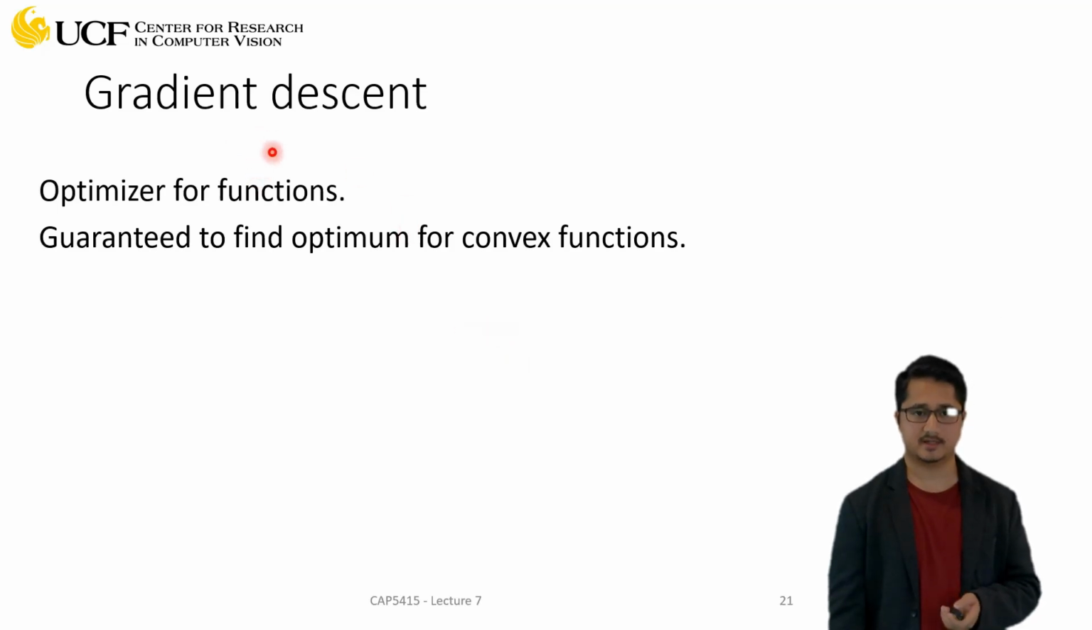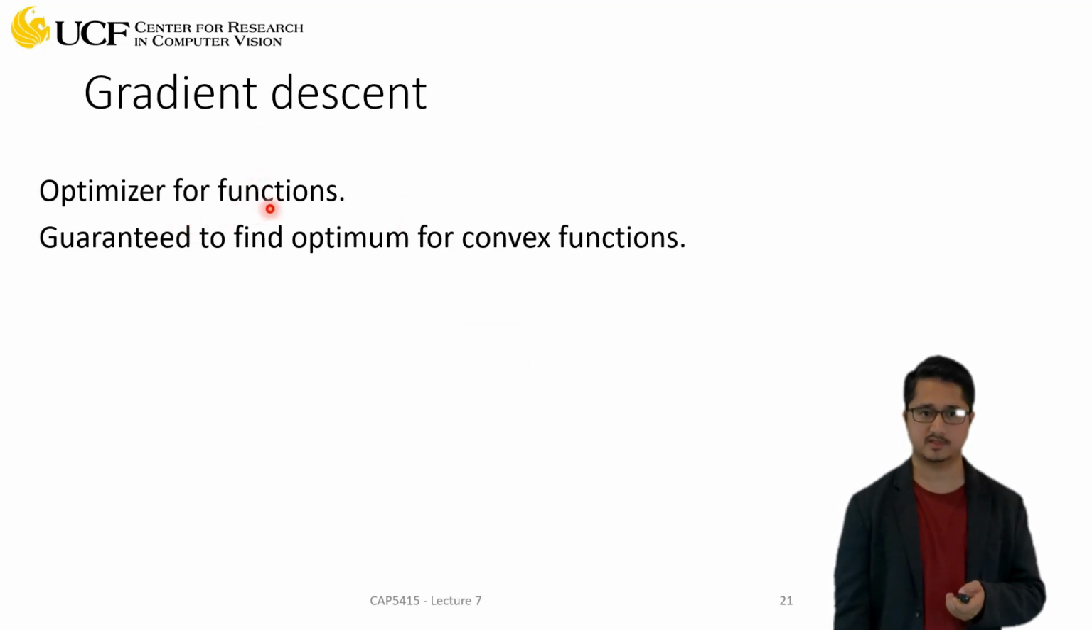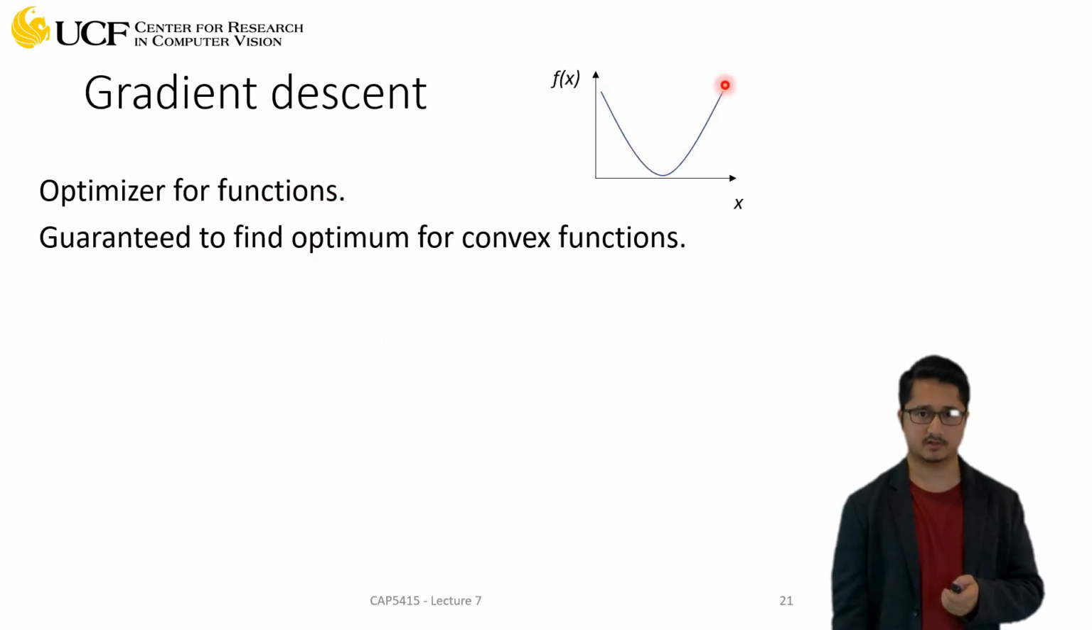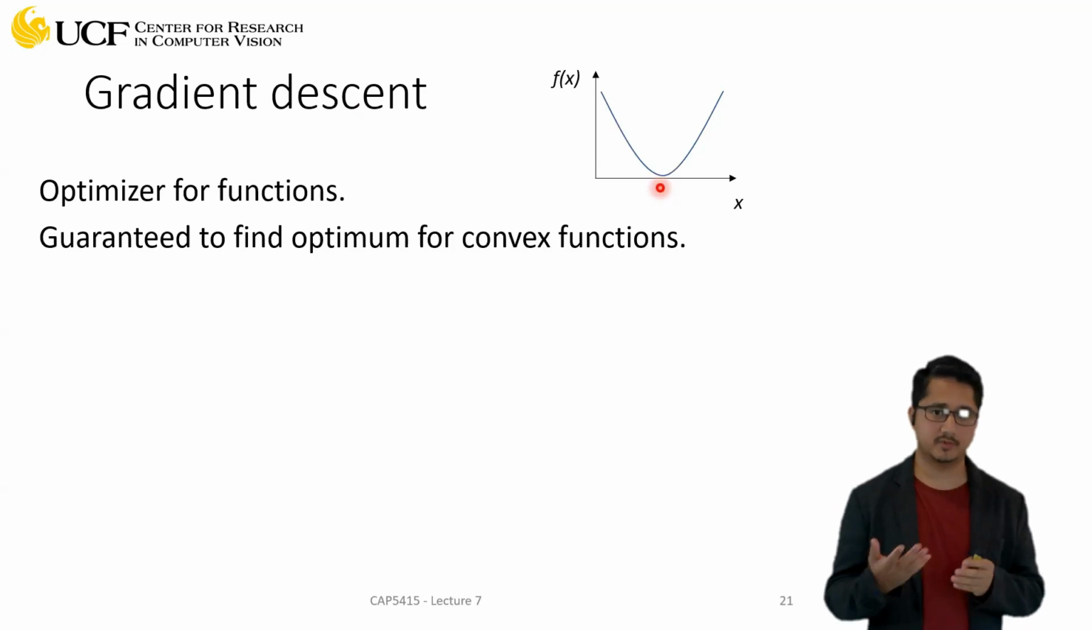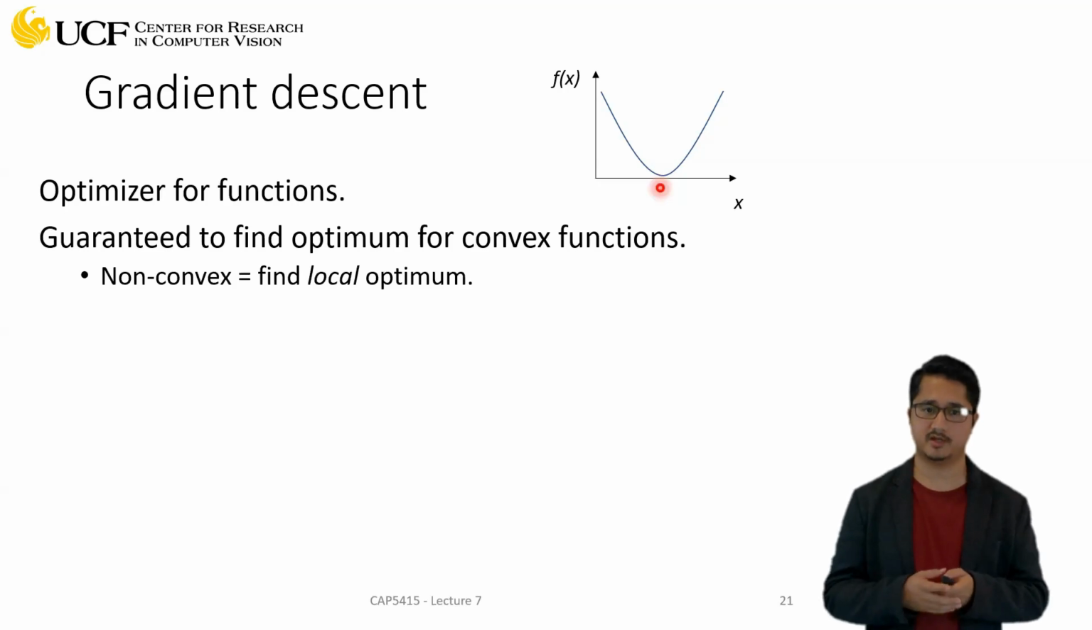But as I said, gradient descent is used for optimization of functions. Now, if it's a convex function, okay, a convex function is something which will have only one minima. Okay, so this is a convex function. Then you can use gradient descent and you will definitely find that minima. But your loss function will never be a convex function, right? It's going to be a very complicated function.